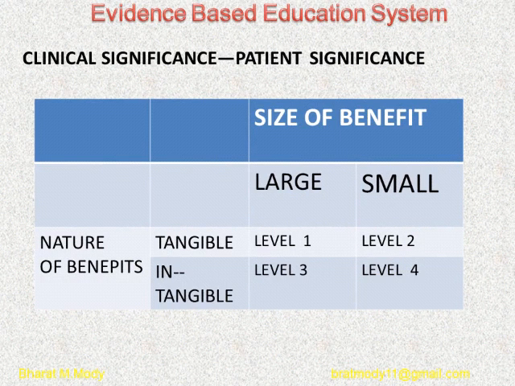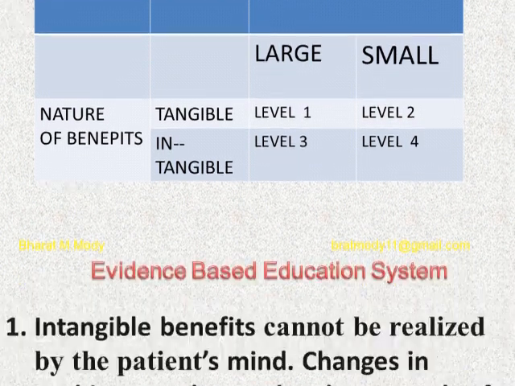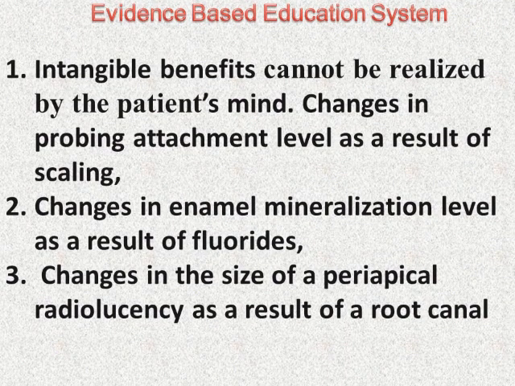So you have to do a 2 by 2 table here also. On one side is the size of the benefit, and on the other side is whether the patient is able to understand the benefit: tangible or intangible on one side, and size of the benefit, large or small, on the other side. That will give you 4 levels: level 1, level 2, level 3, and level 4. Each level has a different meaning and connotation as far as the patient is concerned. The patient will view these in different categories altogether. So even if your treatment is good, even then the patient should understand.